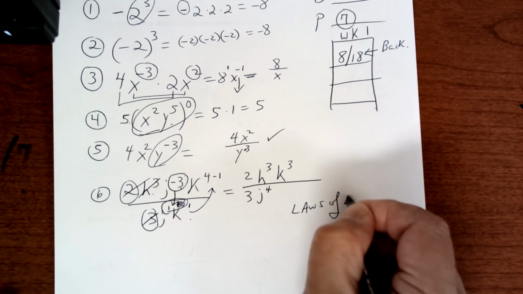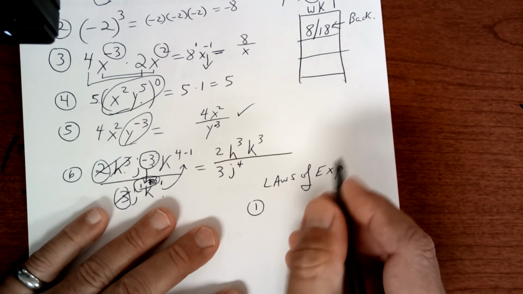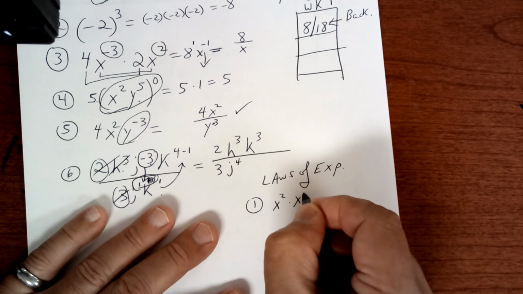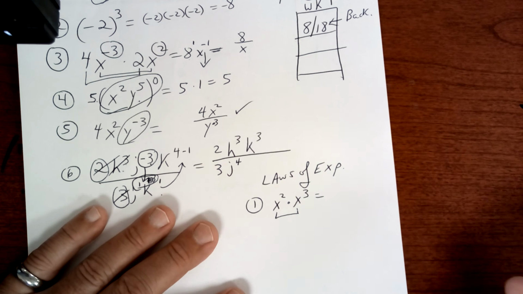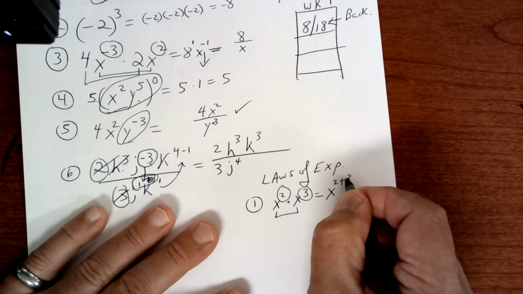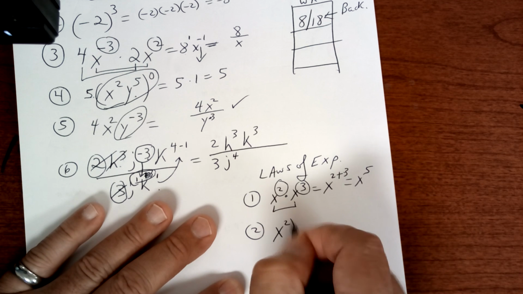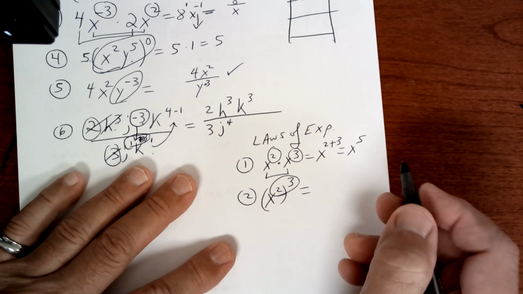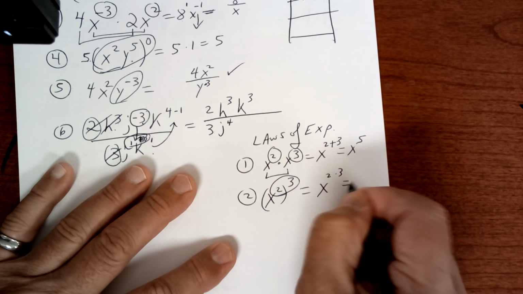Copy this down. Okay, so the first one, number 1, is something like x to the 2nd times x to the 3rd power. If you have the same base and you're multiplying, you add these. So that's going to be x to the 2 plus 3, which equals x to the 5th power. However, if you have x to the 2nd to the 3rd power, this is called a power to a power. So here you're going to multiply. So it's going to be x to the 2 times 3, which equals x to the 6th power.